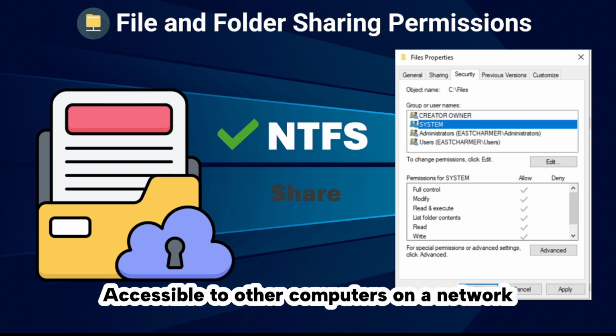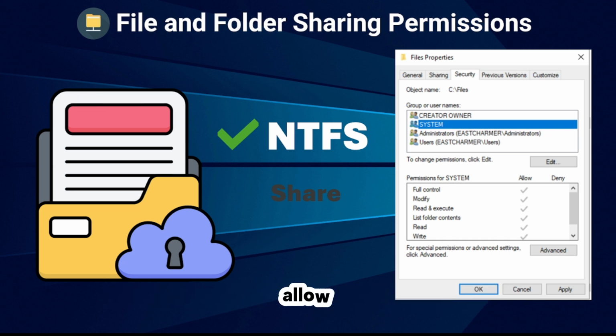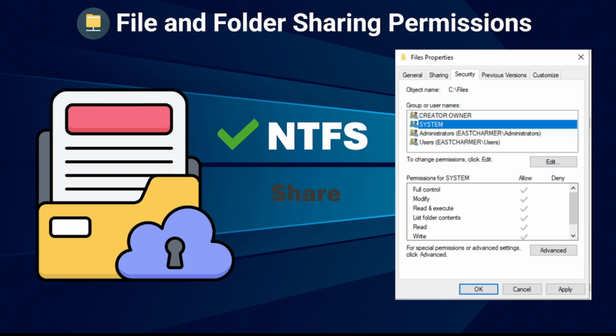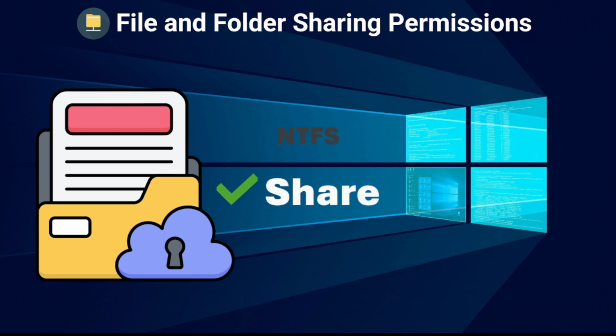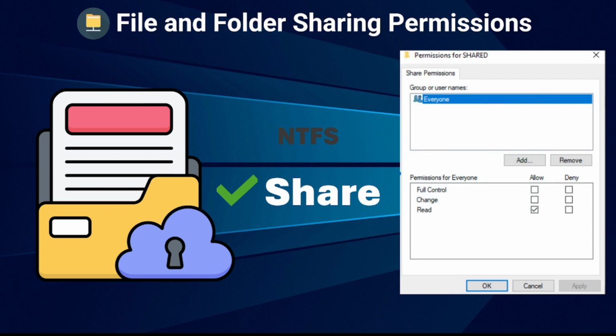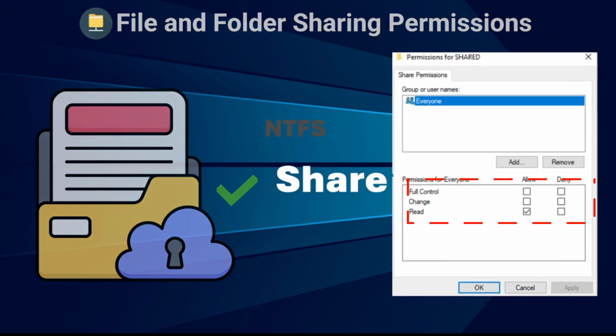It's accessible to other computers on the network by setting specific permissions for users and groups, allowing controlled access to shared files. The next type of permission is share permissions. This is a network level control permission and applies only to network users. It controls whether users can read, change, or have full control over shared folders.